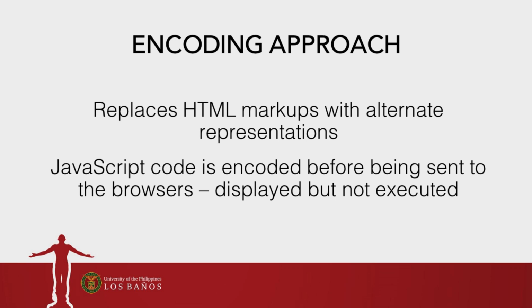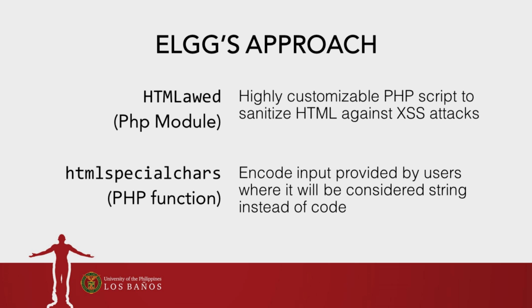Another countermeasure is the encoding approach, where the HTML markups are replaced with their alternate representations. The JavaScript code is encoded before being sent to the browsers. The code will now be displayed instead of being executed. For example, if the attacker uses a script tag, the angle brackets will be encoded. Elgg also created its own countermeasure. It uses a module and a function to sanitize and encode the input provided by the user.